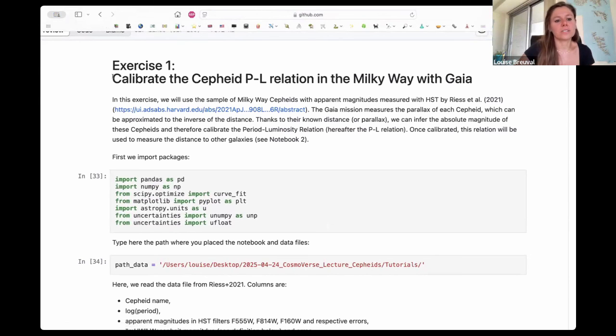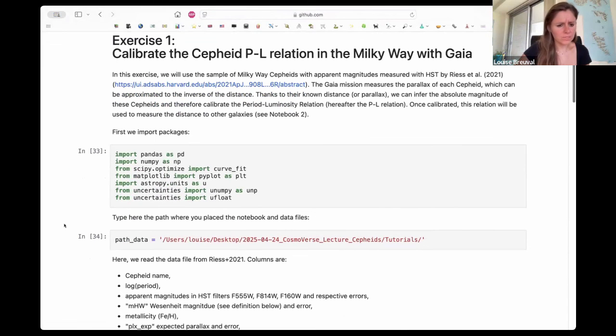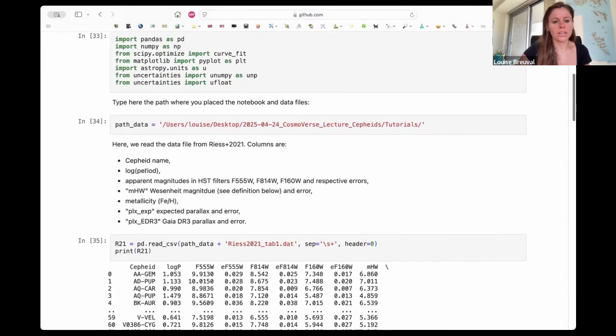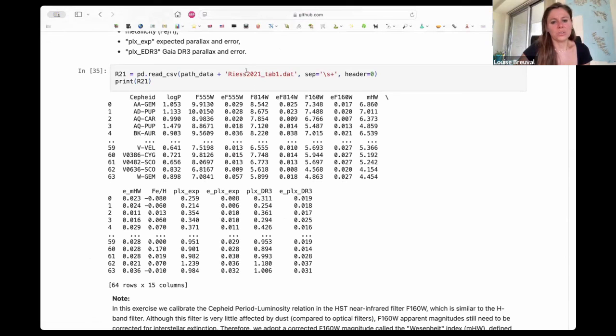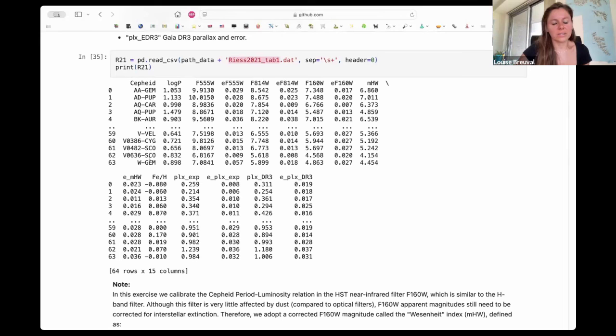All right, so the first exercise is really the calibration of the PL relation with Gaia. So first we import a few packages. If you download the data, here you need to update the place where you copy paste the data table. Then you use the RIS 2021 table. You'll see it's a list of Cepheids in the Milky Way. You have the log P, then you have a few filters, so F555, F814, and F160. This one is the near infrared.